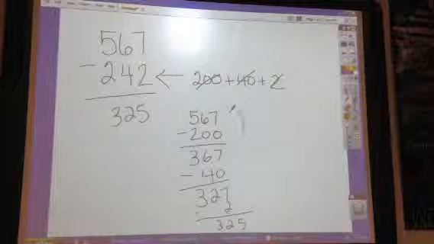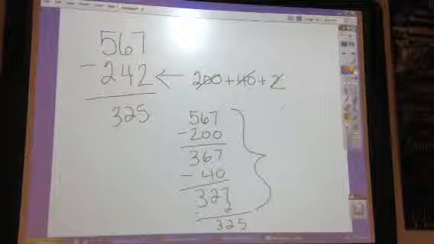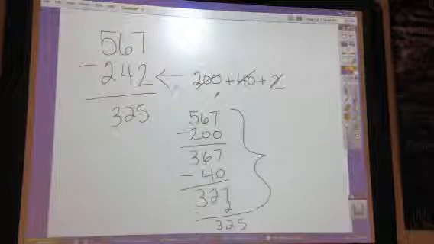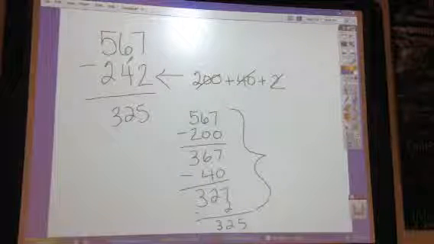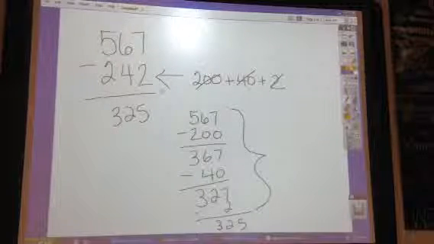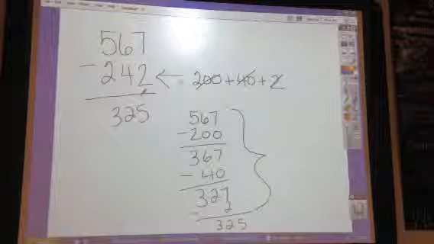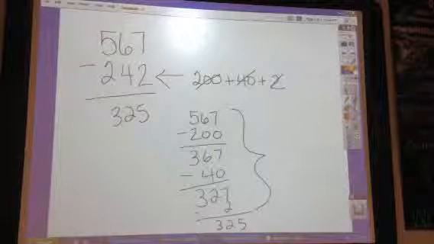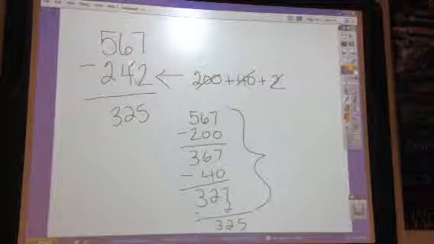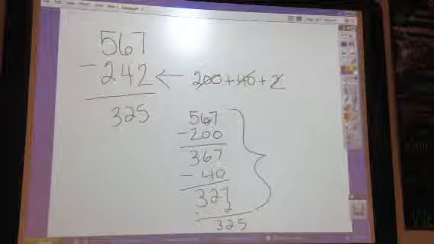And again, this does take more time, but it's a good way to make sure that students understand the place value and how these are not just individual subtraction problems, 7 minus 2, 6 minus 4, 5 minus 2. And it also helps if they have trouble, if this is a little bit much for them to do, they can do one little piece at a time.